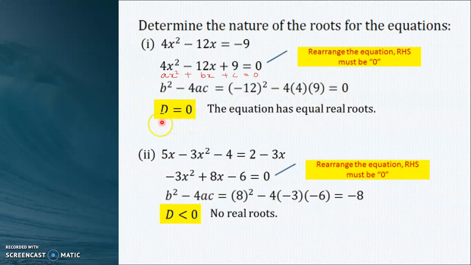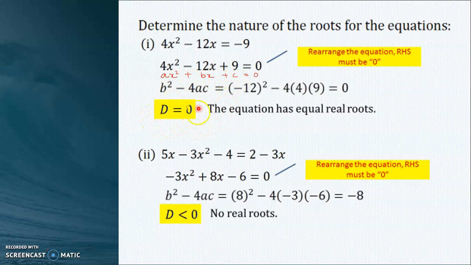This means D is equal to 0. This D is what? The discriminant b² - 4ac is equal to 0. So what does this mean? The equation has equal real roots when the discriminant is equal to 0. How do we know that the discriminant is equal to 0? By substituting the values into b² - 4ac. From where did we get the values of b, a and c? From comparing the given equation with the standard form ax² + bx + c = 0.